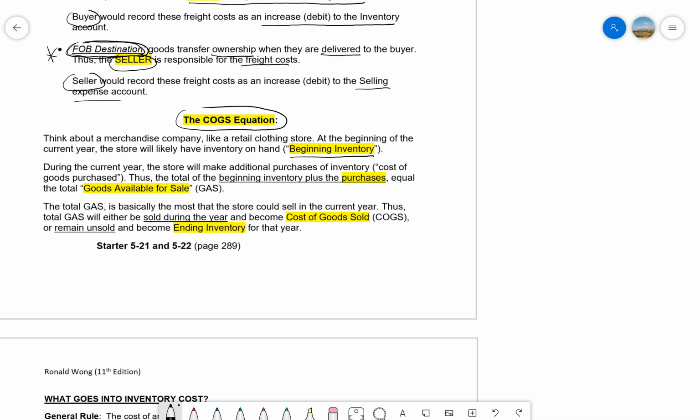All the purchases they make during the year, if we add that to the beginning inventory, that's going to give us our goods available for sale. So beginning inventory plus all the inventory that is purchased equals goods available for sale. That's the maximum amount that the company can sell. Now, the goods available for sale will either be sold and become cost of goods sold, or they're going to remain unsold and become ending inventory.